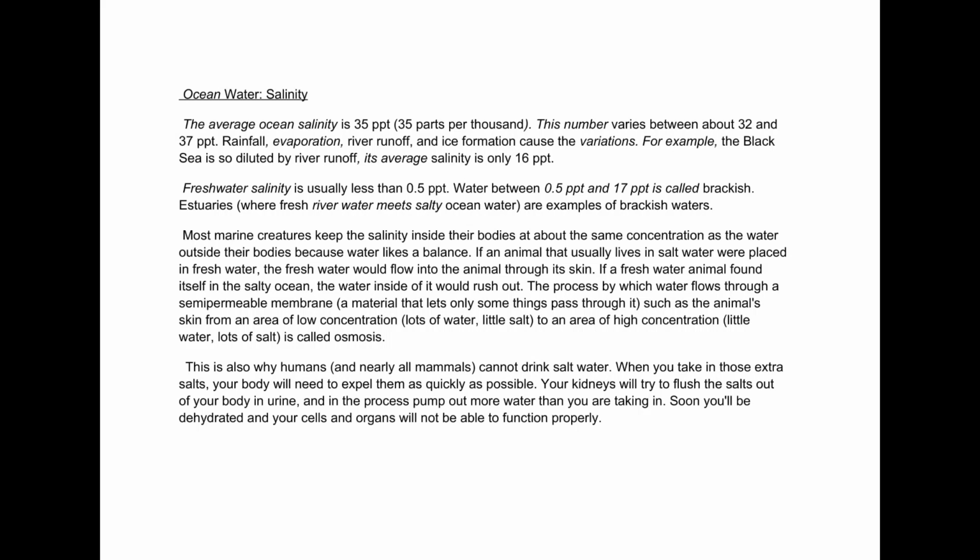Ocean water salinity. The average ocean salinity is 35 ppt, 35 parts per thousand. This number varies between about 32 and 37 ppt. Rainfall, evaporation, river runoff, and ice formation cause variations. For example, the Black Sea is so diluted by river runoff that its average salinity is only 16 ppt.